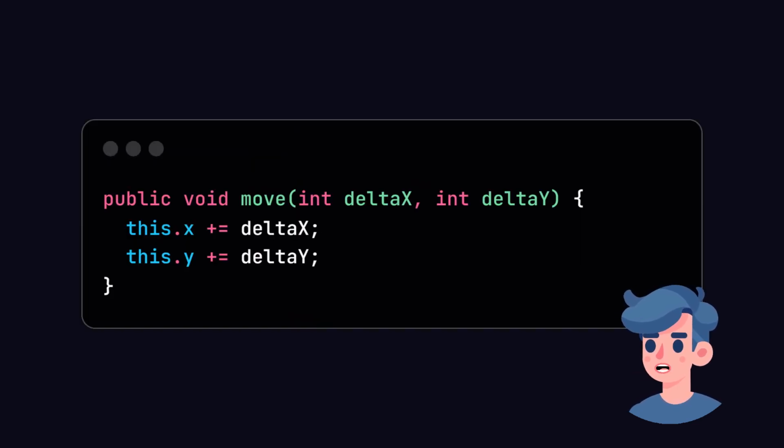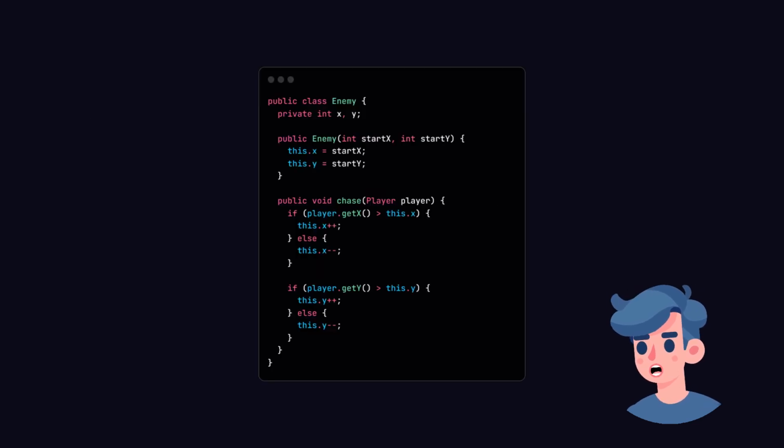Now, let's create a simple method to move our player. We will add movement logic in the player class. This method will update the player's position based on the input from the keyboard. Next, let's create an enemy class that behaves in a simple manner, chasing the player. Here is a basic setup for the enemy class.